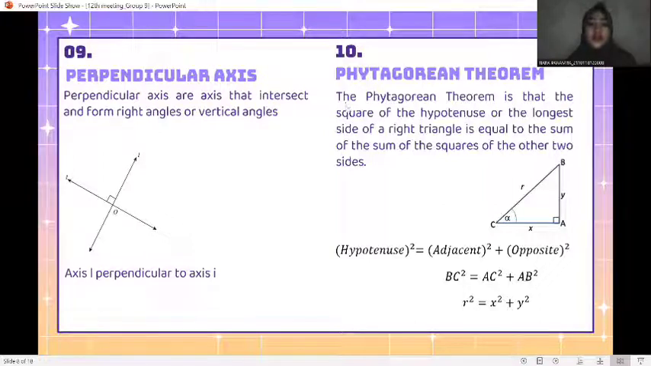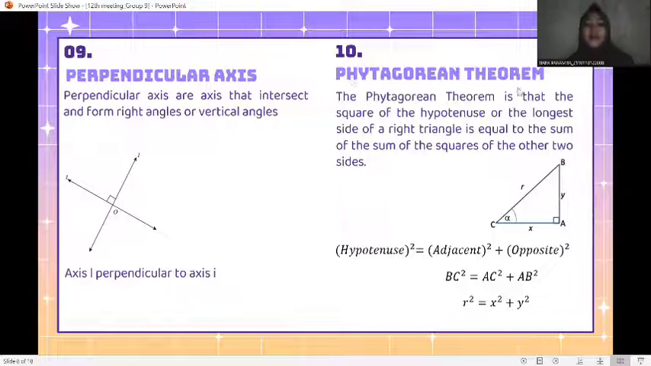Next is the Pythagorean theorem. The Pythagorean theorem states that the square of the hypotenuse, or the longest side of a right triangle, is equal to the sum of the squares of the two other sides.